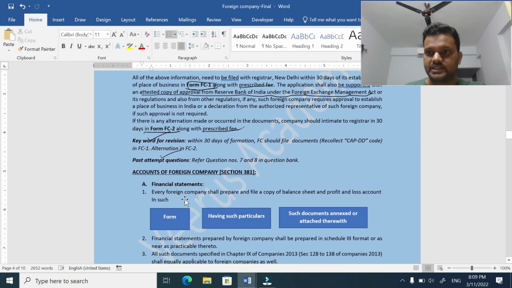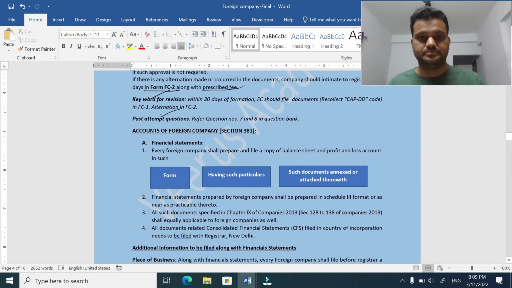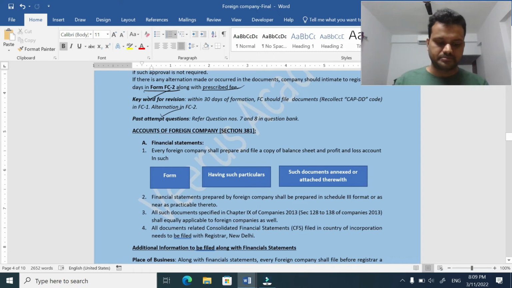Accounts of foreign company, section 381. Section 381, accounts of the foreign company. So like any other company, a foreign company needs to file its financials with the ROC. And what are those financials? How the financials need to be prepared, in which format, and which particulars they need to include. All that is provided in section 381.